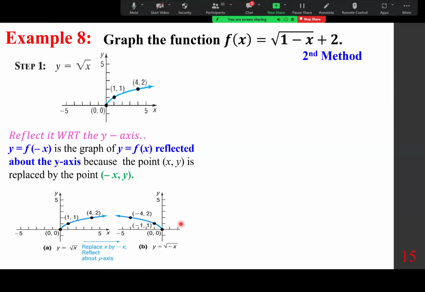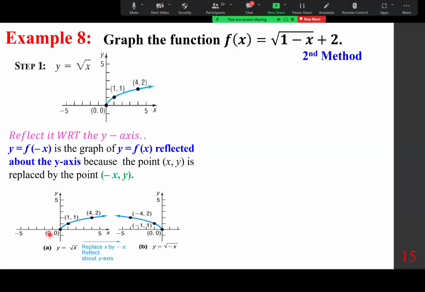So now this one becomes this one, which means you are changing the x, you're keeping the same y coordinate. With y coordinate 1, this becomes negative 1. The same with y coordinate 2, this becomes negative 4. Of course, 0 doesn't change, negative 0 is the same.